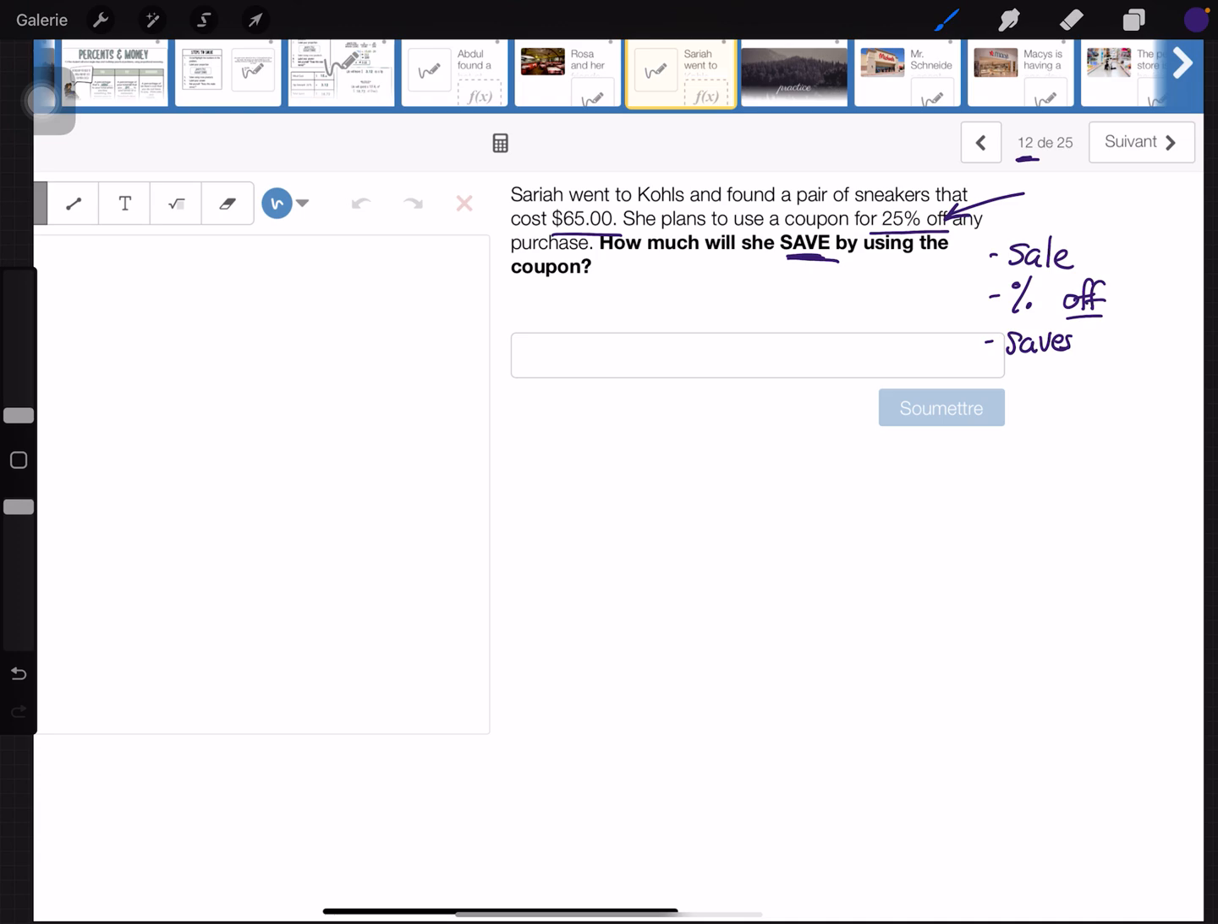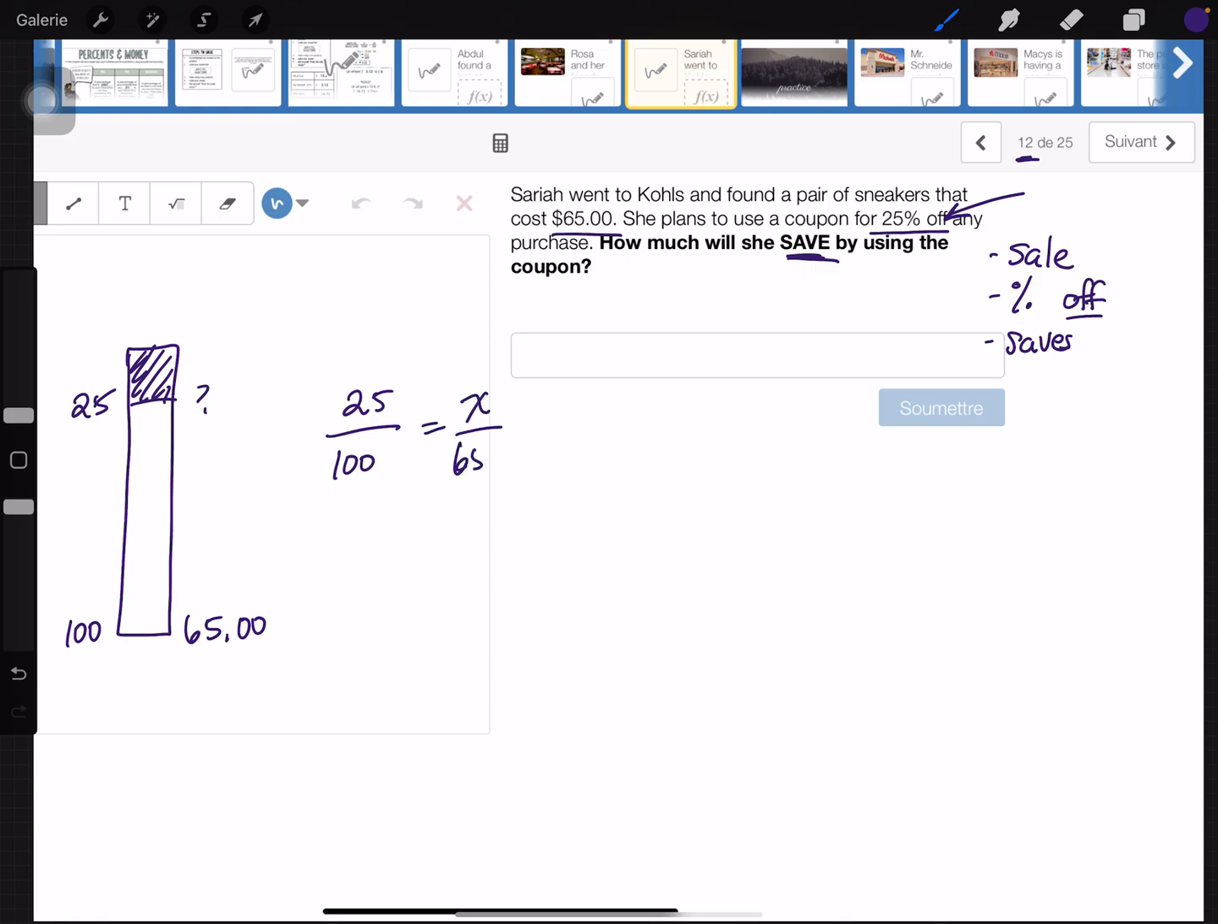Let's go ahead and start to set this up. So I'm going to draw it out exactly like before. She's going to use a coupon for 25% off. So I'm going to use that percentage, 25 over 100. I don't know what number that is, so that's what I'm looking for, but I do know that the total is going to be $65. And I can go ahead and set this up: 25 over 100 equals some number, x, over $65.